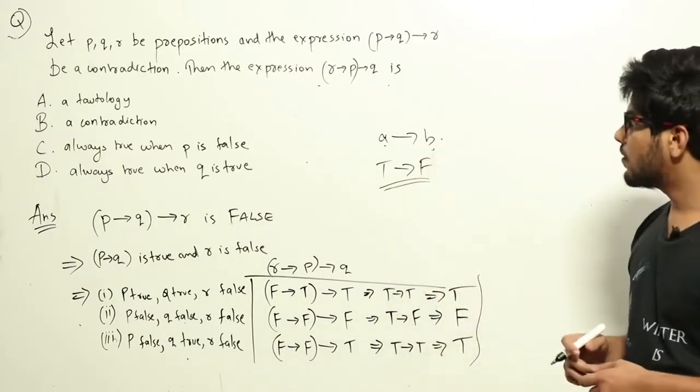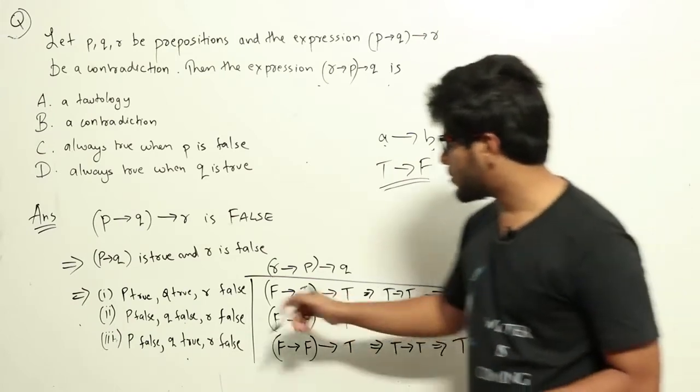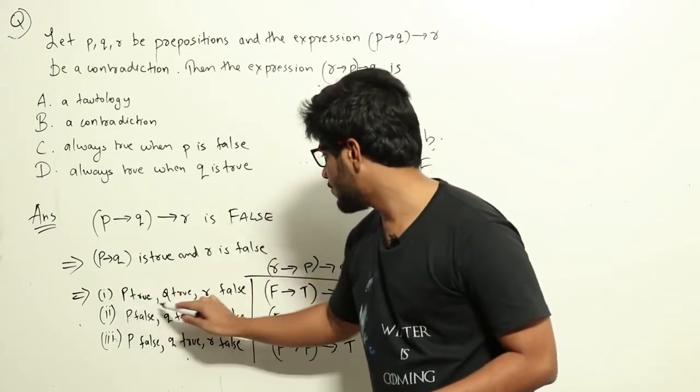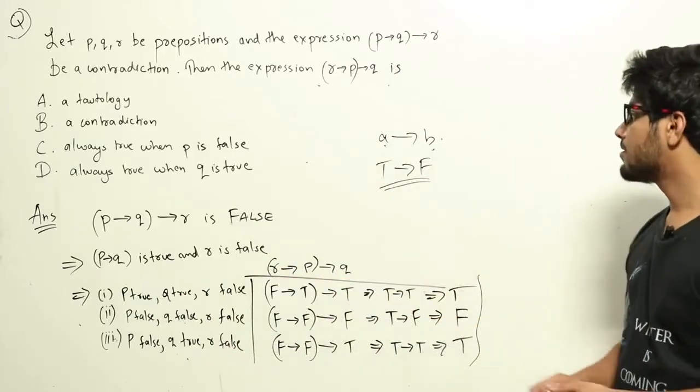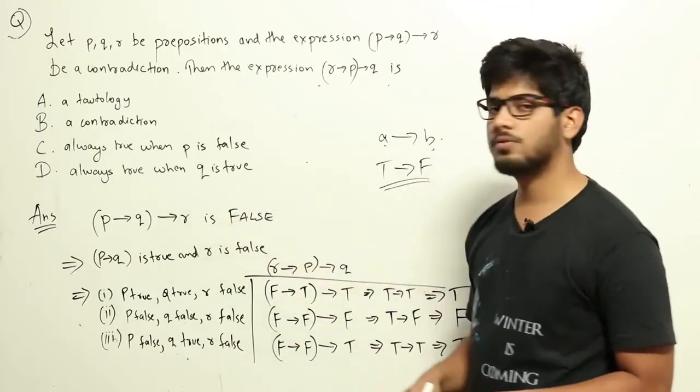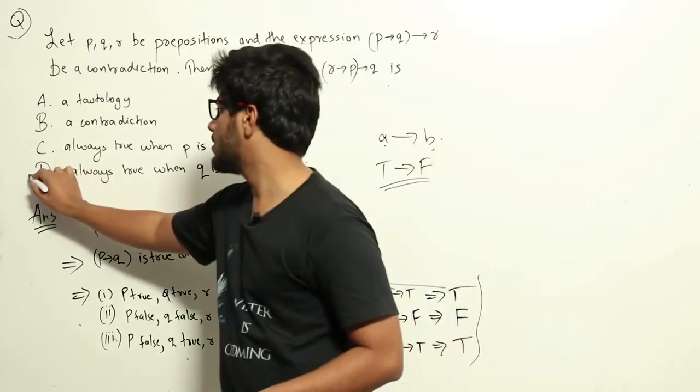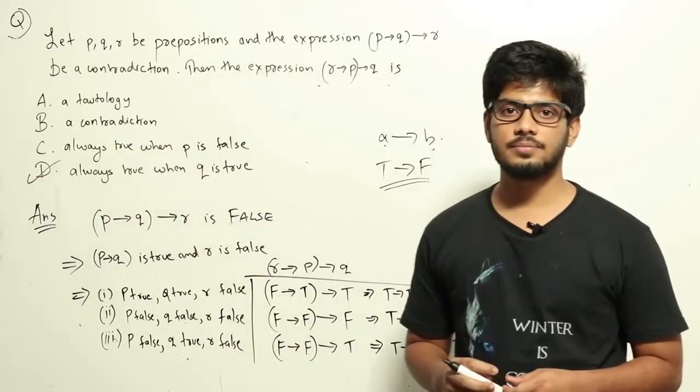Now option D, always true when Q is true. Q is true in statements 1 and 3. In 1 and 3, it is true and true. So option D is the correct answer. It's always true when Q is true. So D is the correct answer here.